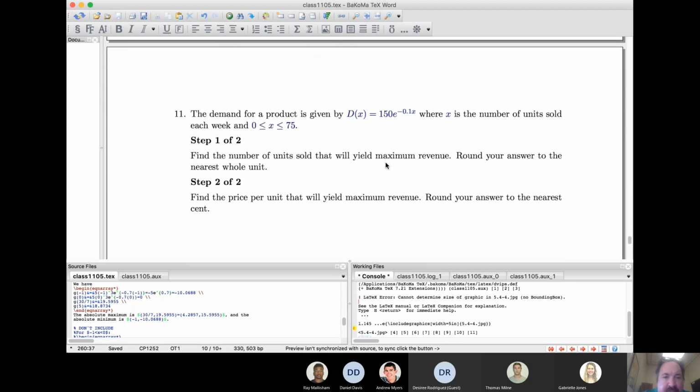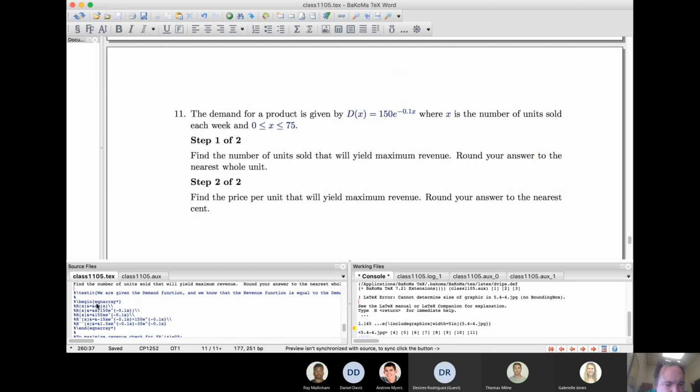Okay, so we have a business application like we've seen elsewhere. Here we have the demand function for products. This is the price at which it's sold, but now it's an exponential function. And here we have this domain x between 0 and 75. We're trying to find the number of units, so that's x, that gives maximum revenue. And round to a whole number.